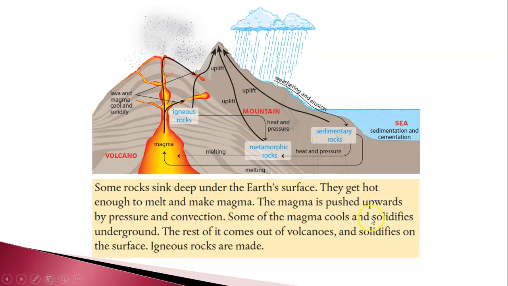The magma is pushed upwards by the pressure and convection. Some of the magma cools. We know that some of the magma will cool and solidify underground. The magma will cool under the ground itself, solidify and make a rock. Such kinds of rocks are called intrusive rocks, intrusive igneous rocks.